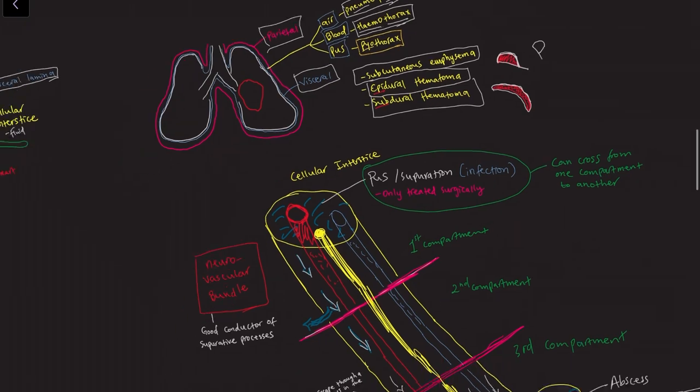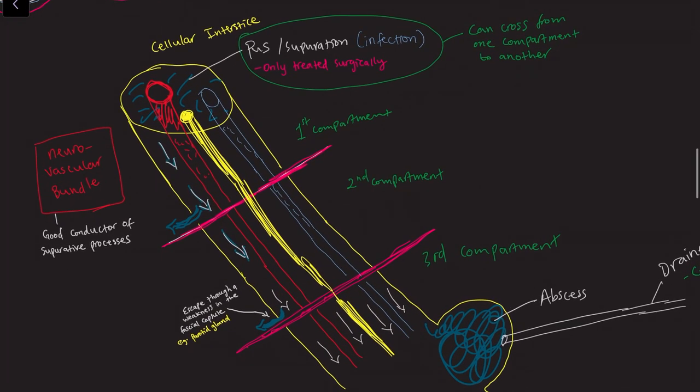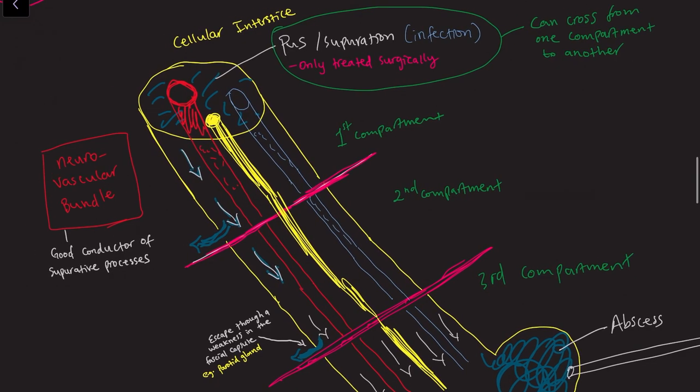Now, let us move on to the next aspect. We talked about cellular interstices. We talked about cellular spaces. Now let's look at this. Around the neurovascular bundles, for example, here you have your artery, then you have your vein here, and then you have your nerve, right? This is your neurovascular bundle.